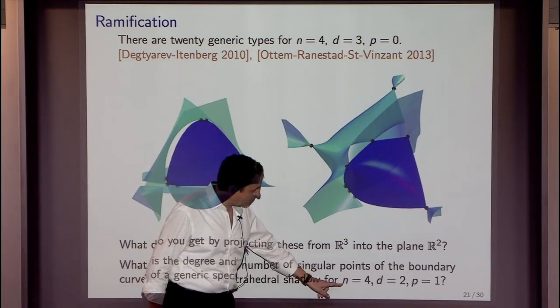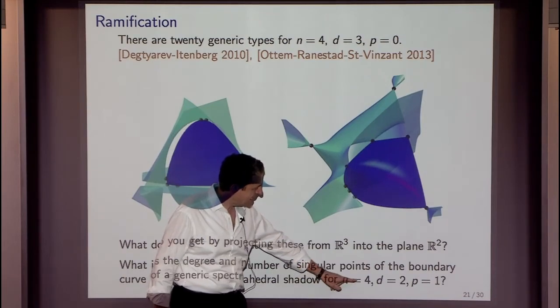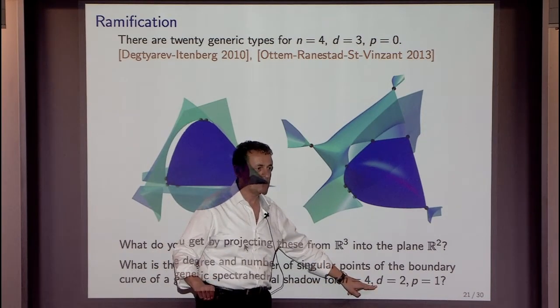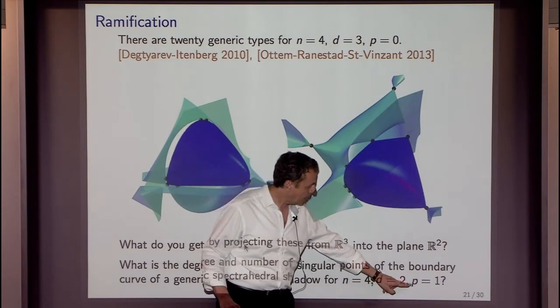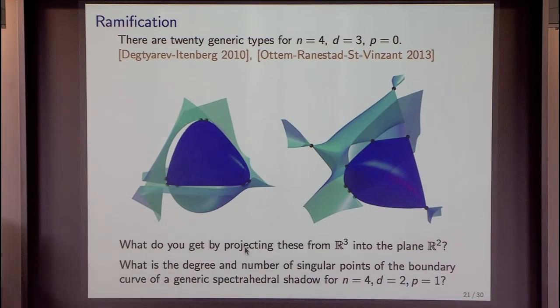And again, the parameters: n is the size of the matrix, so these are 4 by 4 matrices. d is the image dimension, that's the number of x variables. And p is the number of y variables that I eliminate. That's the codimension of the projection.